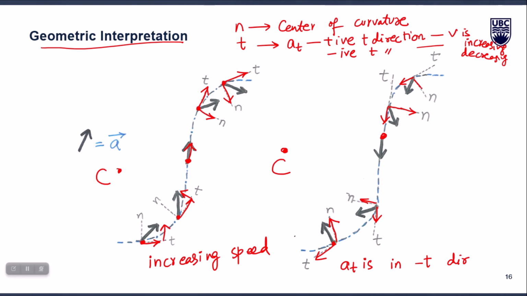So n is always facing towards the center of curvature, but in this whole motion, the right side of this figure, the t component of acceleration is in the negative t direction. So which means this is a case of decreasing speed, right? So this whole motion is decreasing its speed with time. So by looking at the direction of the components of acceleration, you can tell whether the motion has increasing speed or decreasing speed.